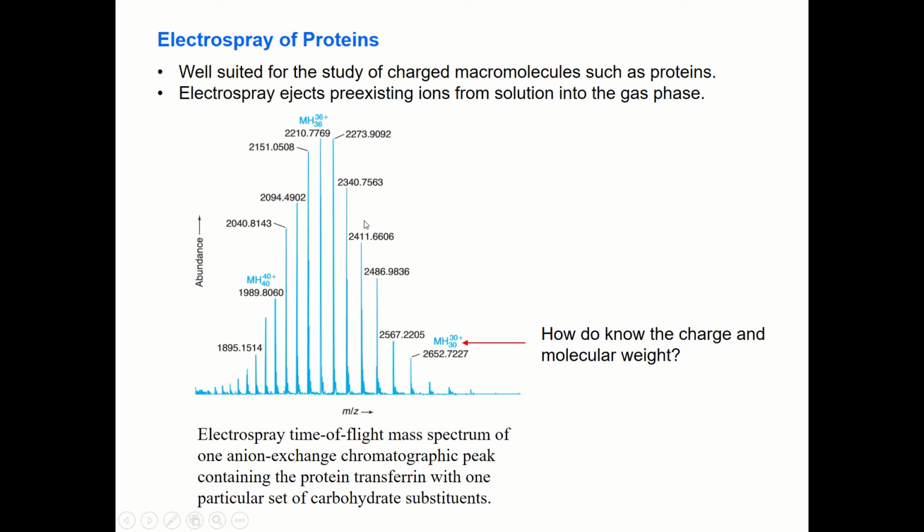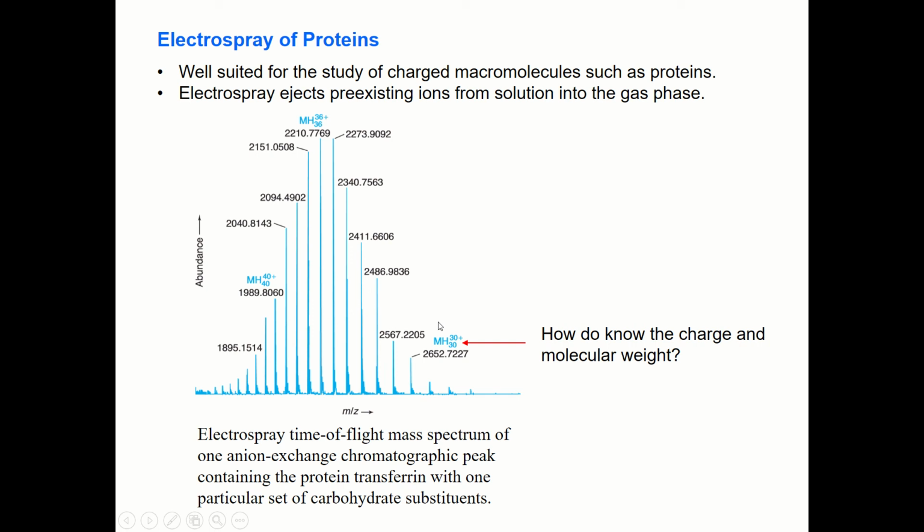After electrospray of proteins, usually you find many nicely looking peaks. Each peak is not equally separated, but there must be a pattern in this spectrum, and we can rather easily calculate the protein's molecular weight. So our question is, how do we know the charge and molecular weight from these peaks? There are many peaks, one, two, three, four, five, six, seven.